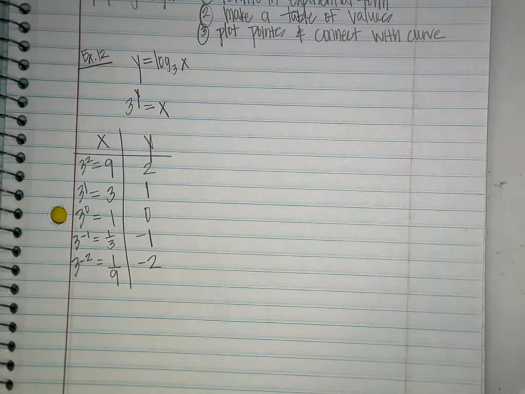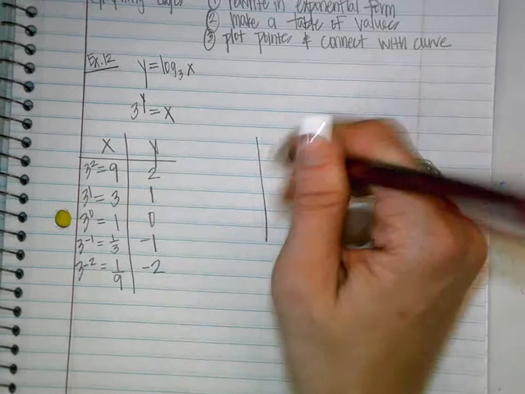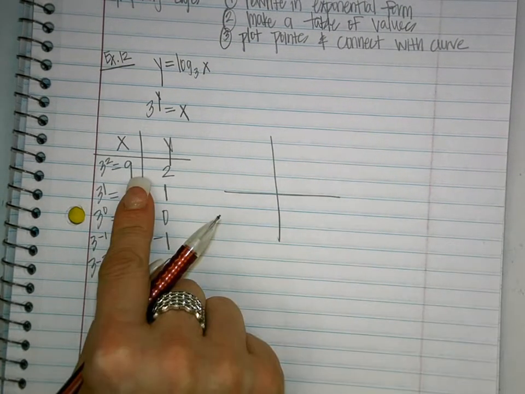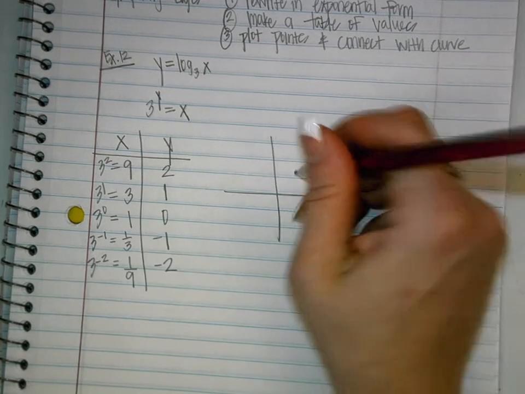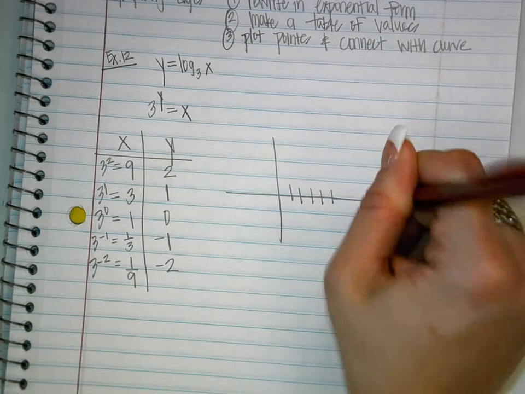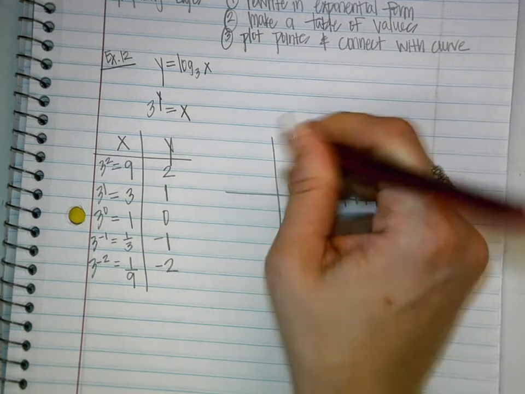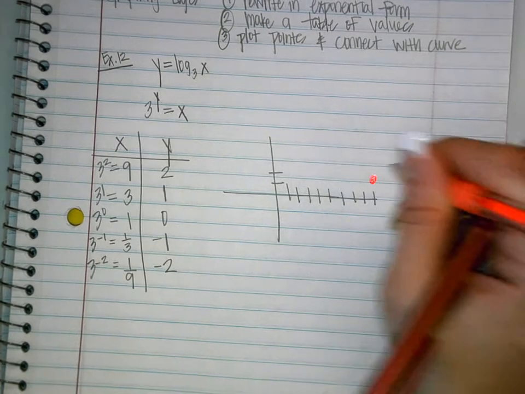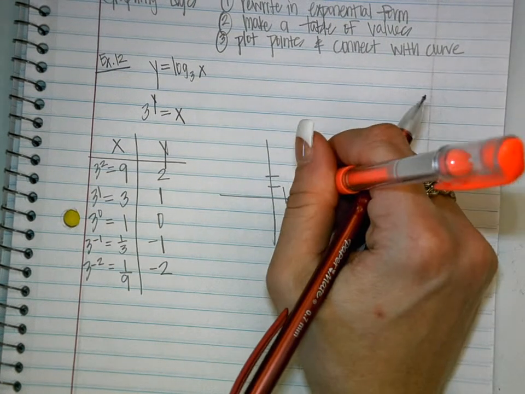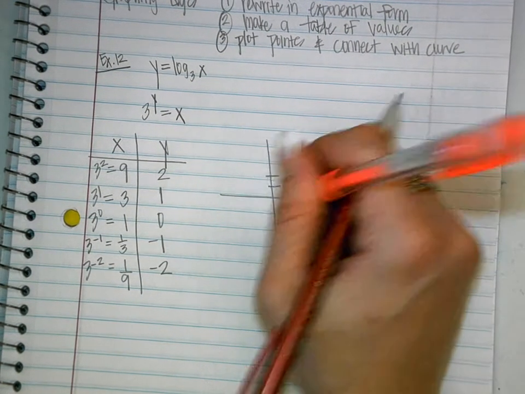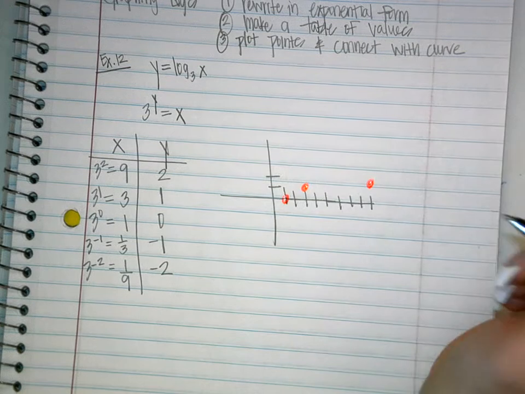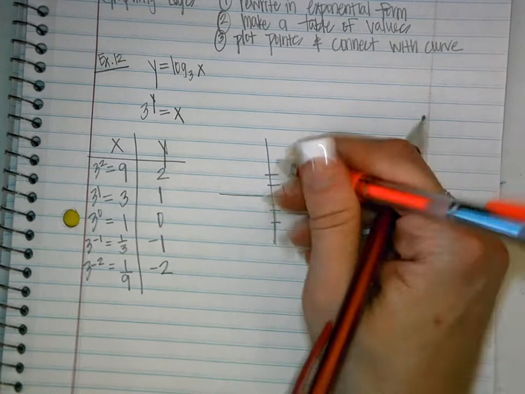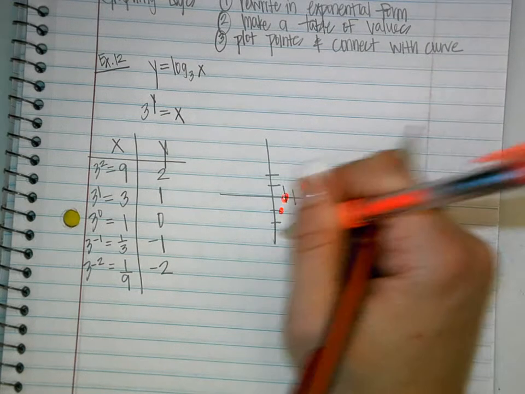Then we actually want to graph this. So if I'm going to graph this 9, 2, that means I have to go out 9 spaces. 1, 2, 3, 4, 5, 6, 7, 8, 9. So over 9 up 2. Over 3 up 1. Over 1 up 0. Over 1/3 down 1. And over 1/9 down 2.